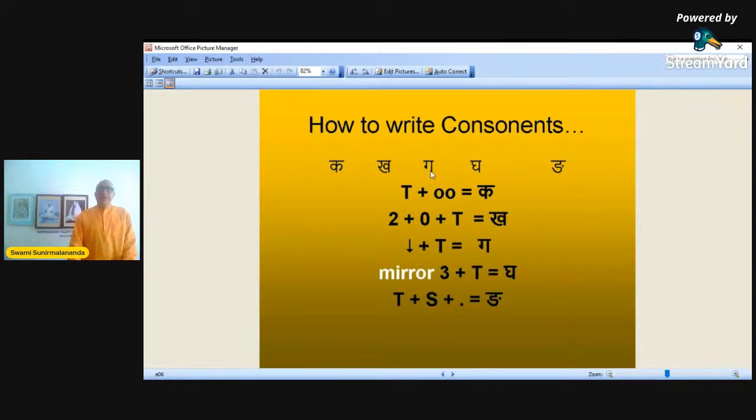In order to write ga, remember this arrow, downward arrow, and the T, it becomes ga. Now turn this number 3 as a mirror image of that. And add T, it becomes gha. Now there is this T, and below that there will be an S and a dot. That's all, it becomes nga.